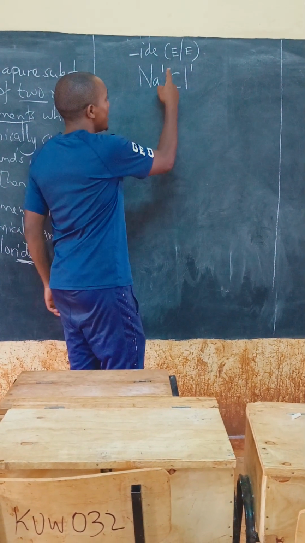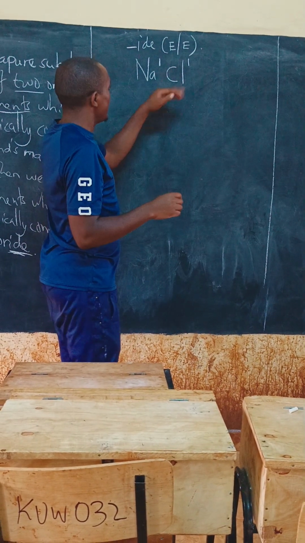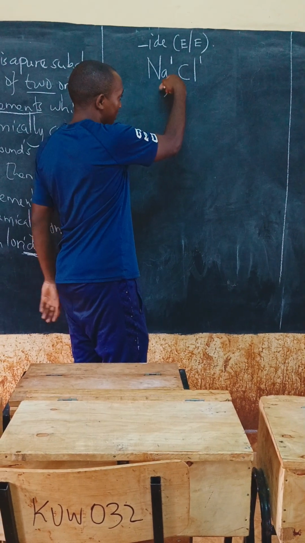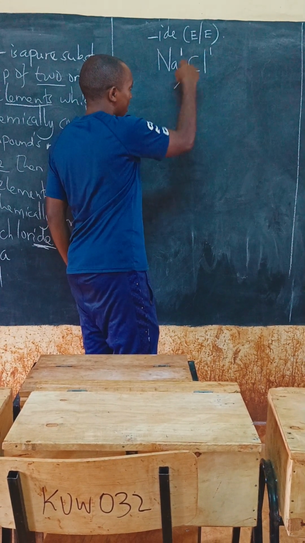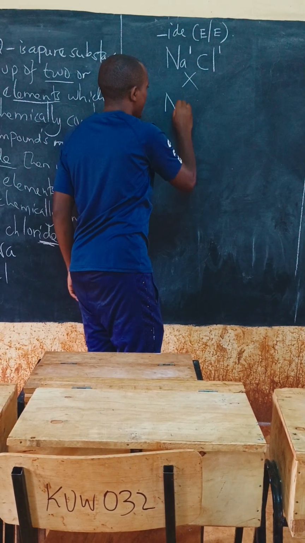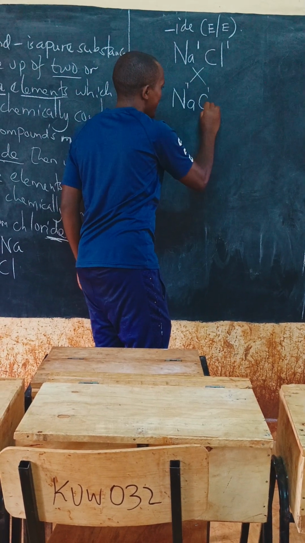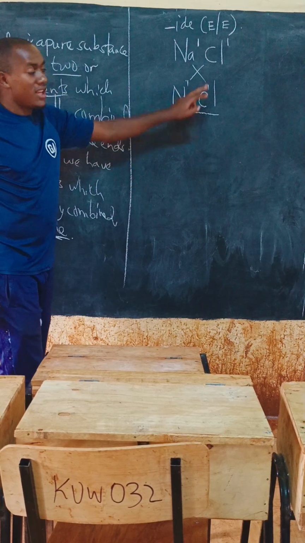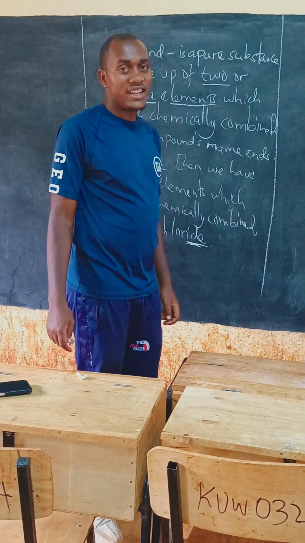So for the formula, we're going to exchange the valences. If we exchange them, they come below, and this one will come here, and this one will go there. It has no effect. So the formula of sodium chloride is 1, 1. So the formula of sodium chloride will be NaCl. That is the formula of common table salt that we usually use at home.